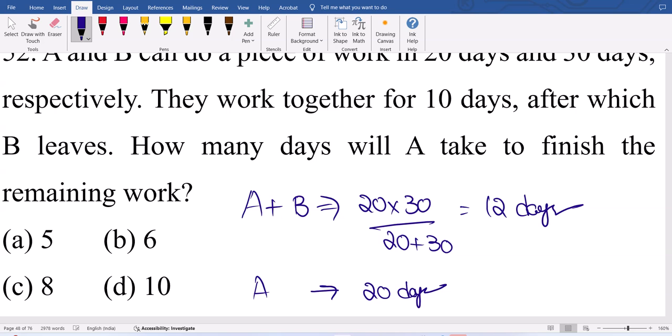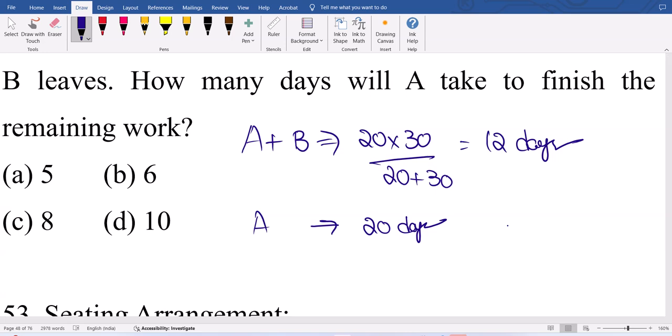Now A and B together take 12 days, while A alone completes it in 20 days. If A and B together take 2 days, what will A take alone? You can map that and handle it. Ignore the options, do not focus on them at all. That might be a bug, you can ignore it. If A and B together do 2 days' work, how much will A take? That ratio you can map.